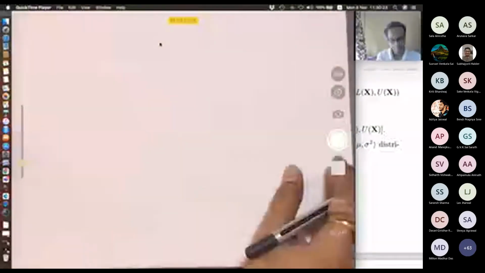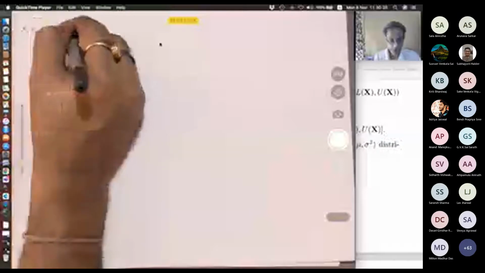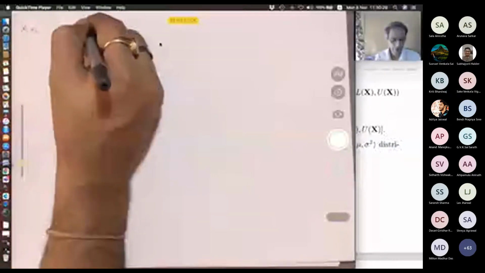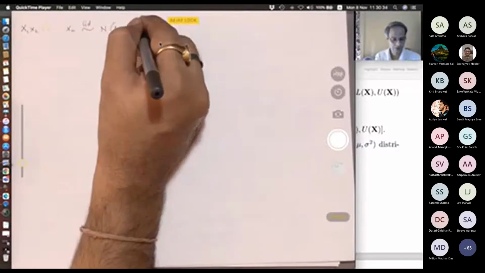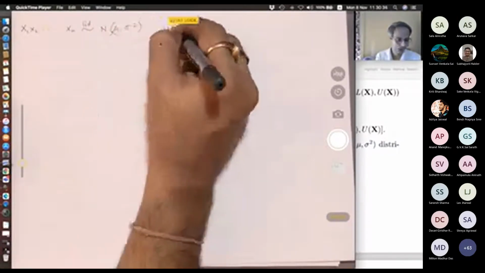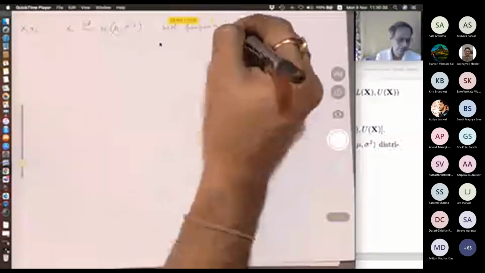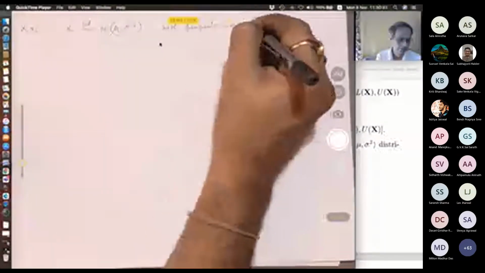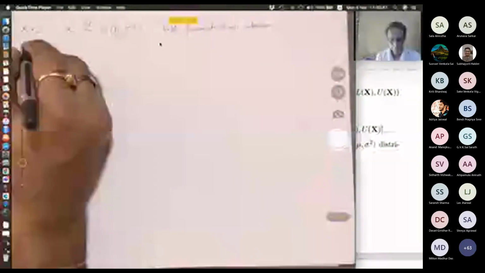Now you consider the situation when x1, x2, xn are IID normal mu sigma square, both parameters are unknown. Okay, obtain the confidence interval.